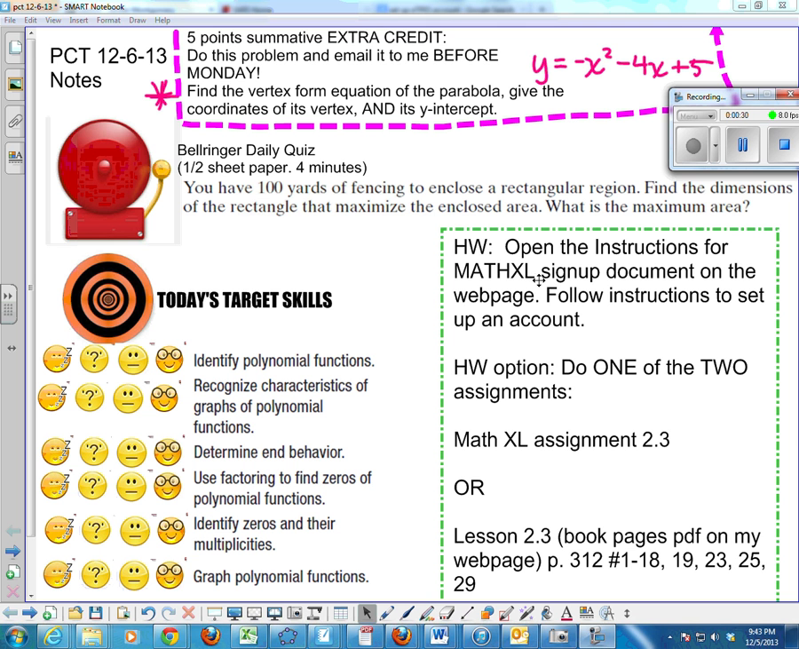We do now have Math Excel up and running. So you'll want to go to the whsmontgomery.weebly.com website and open the instructions for Math Excel sign up. Follow the instructions to set up an account, and I will get notification when you have enrolled in the class. You can do homework for section 2.3, one of two choices. If you're able to get into Math Excel successfully, you can do that, or you can do the book assignment, either one.